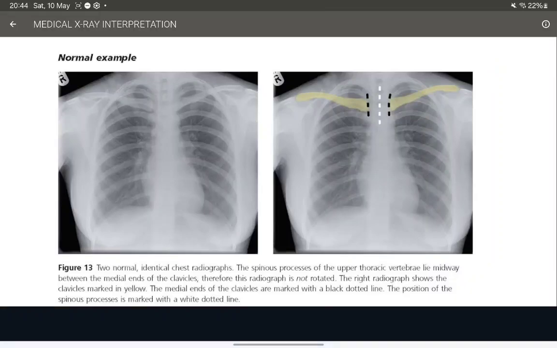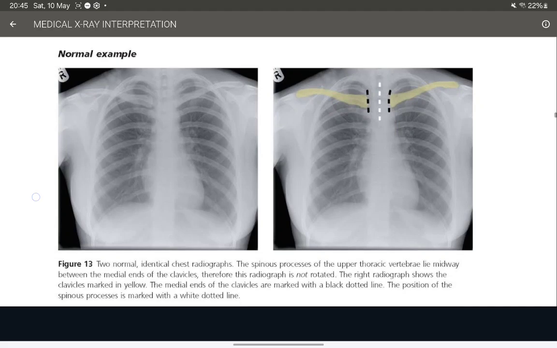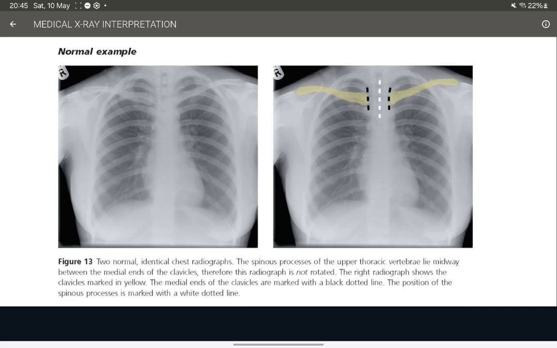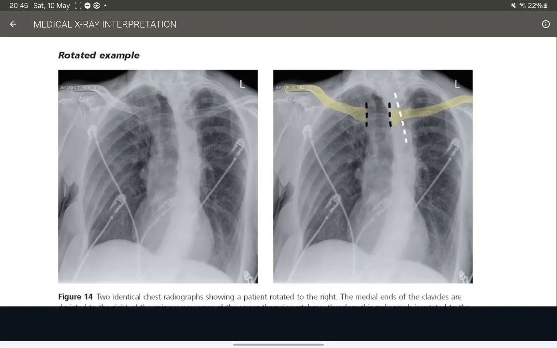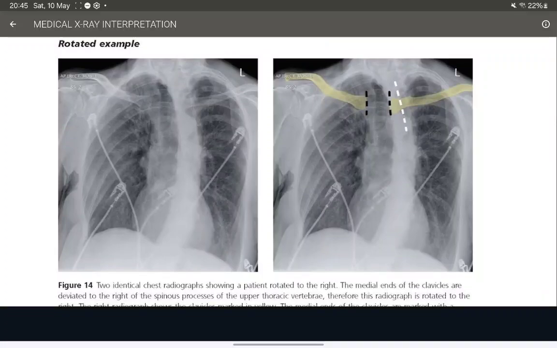Let's see some diagrams to assess the quality. Here we have the rotation parameter, that the spinous processes are equidistant between the two clavicles in between. Here is an image of a rotated patient while imaged, because the spinous process is in one direction and the two clavicles in another direction, so the patient is rotated.